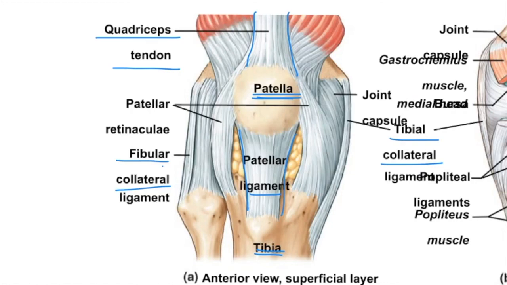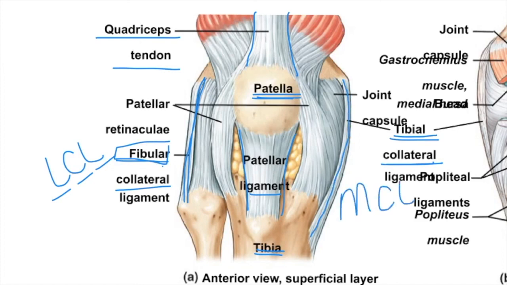On here, you see it called the fibular collateral because it's telling you it's the ligament from the fibula to the tibia, or to the femur, from the fibula to the femur. But docs are still going to call it the LCL or the lateral collateral ligament. And then on the medial side, remember the tibia is on the medial side. On the medial side, we have the tibial collateral ligament. And most of the time here, docs are going to call it the MCL or the medial collateral ligament.